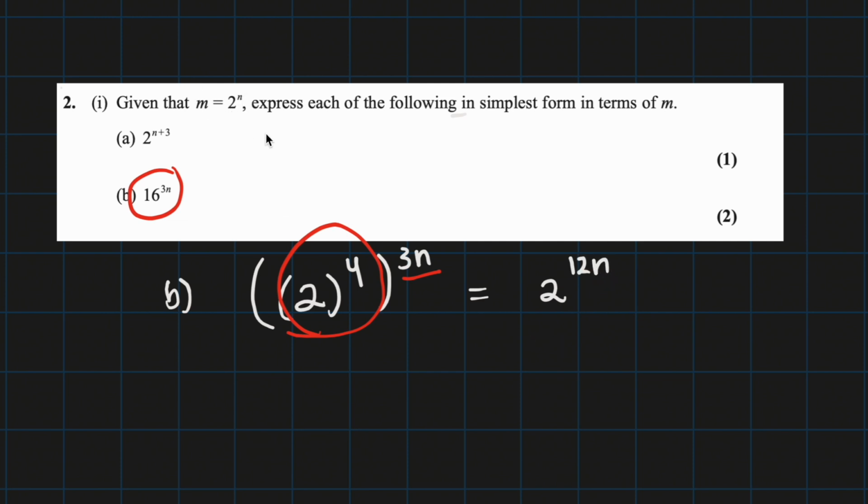But I want 2 to the power n. So, 2 to the power n, whole thing to the power 12. So, m to the power 12.